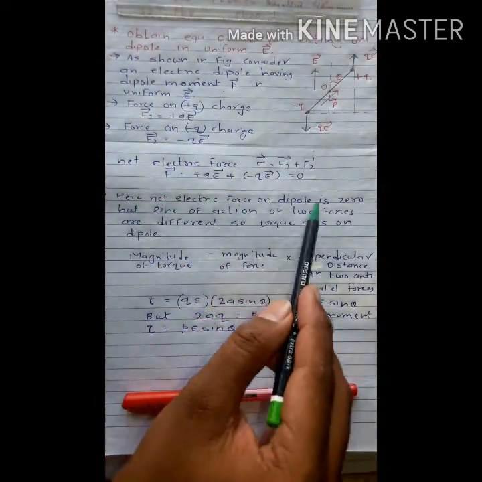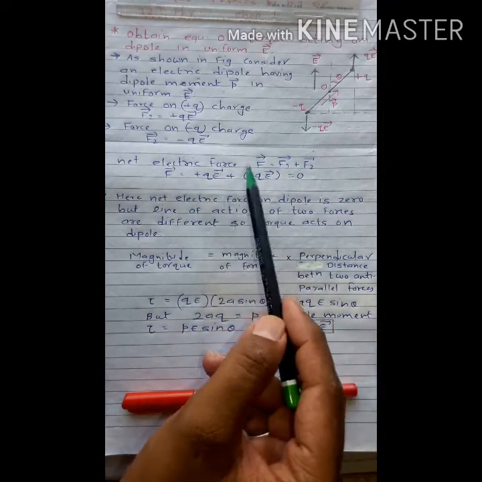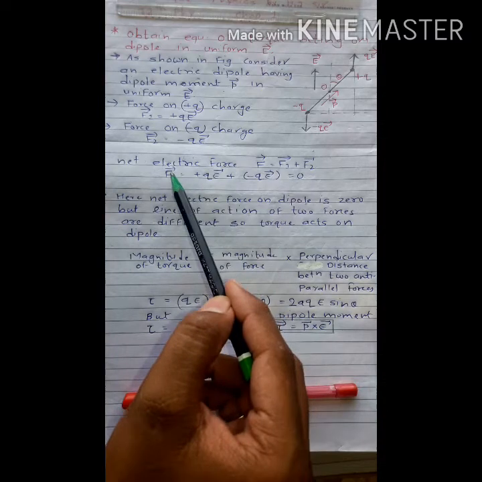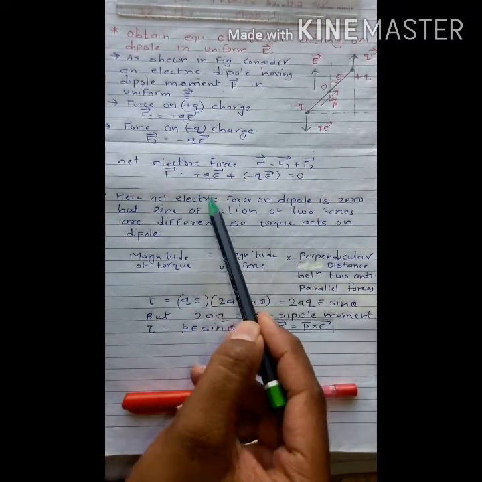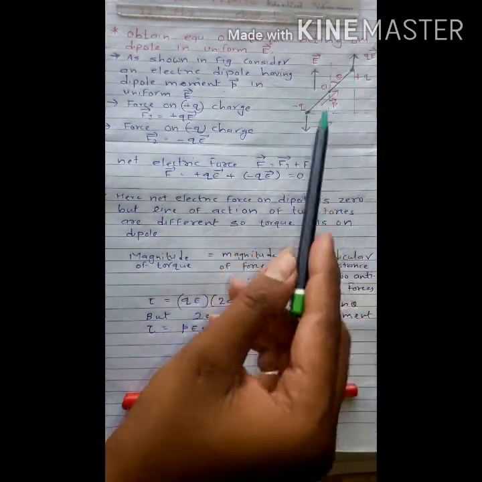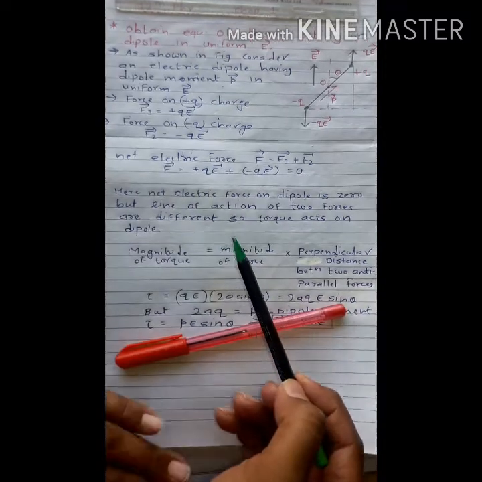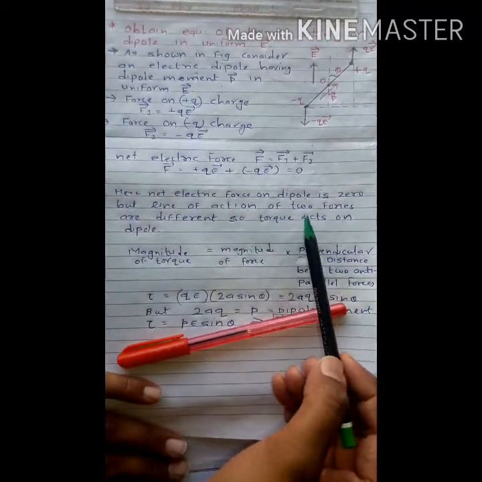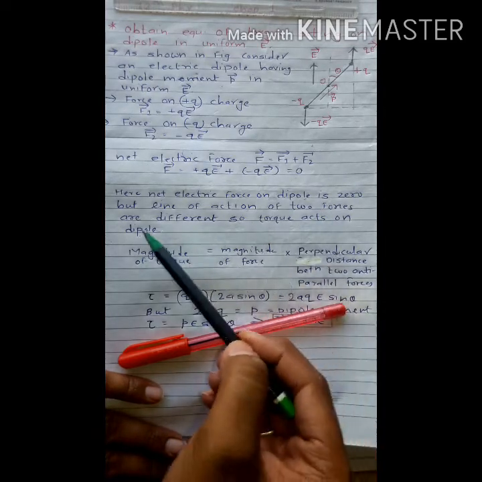Here the net electric force on a dipole is 0. This equation is already discussed. The equation suggests that vector F is equal to 0. So the net electric force on a dipole is 0. But see this figure very carefully. The lines of action of the two forces are different. The directions of the two forces are different. So torque acts on a dipole.